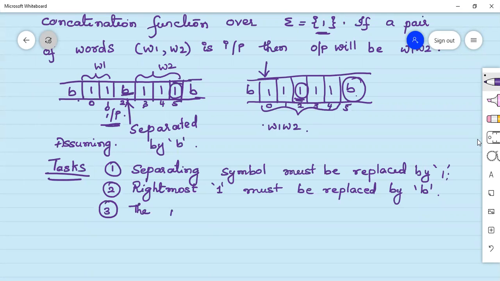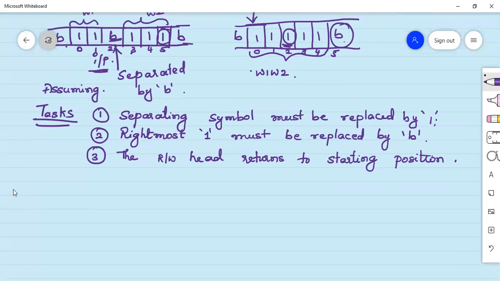Okay. So that is our third assumption. The read and write head returns to the starting position. I hope this is clear.